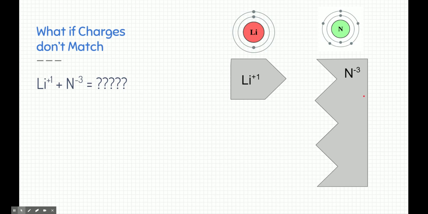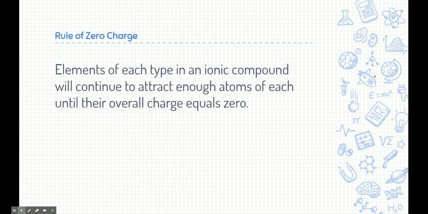But what if we get two elements where their charges don't match, like lithium, which is a positive one, and nitrogen, which is a minus three? Here, I want to show you these in terms of puzzle pieces. If you did that simulation activity, this will hopefully make sense because you've done many of these similar. Well, in order to do this, we need to understand the rule of zero charge. Elements or ionic compounds must come together where their atoms have enough of each until their overall charge attracts to zero. If that doesn't make sense, let me show you an example.